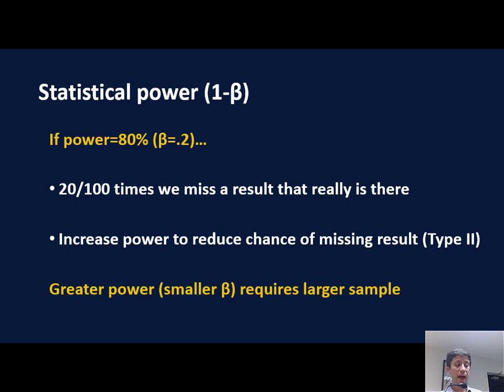So we can always increase our power to reduce the chance of missing a result, to reduce our type 2 error. As you can see, these are related by the 1 minus beta equation. But that smaller beta or larger power is going to require that we increase sample size. And we saw that before when we looked at the relationship between sample size and power just a minute ago on those curves.